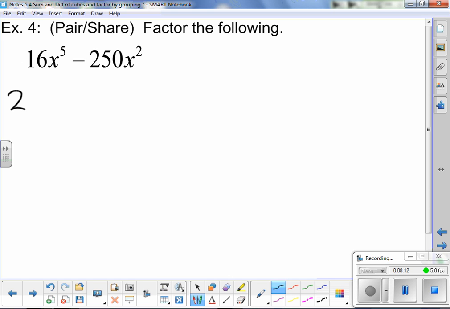And both of them have at least an x squared in it. So now I've got to think in my head, okay, 2x squared times what is 16x to the 5th? Because this step should not be different from this one. It should just look different. It's actually the same value though.